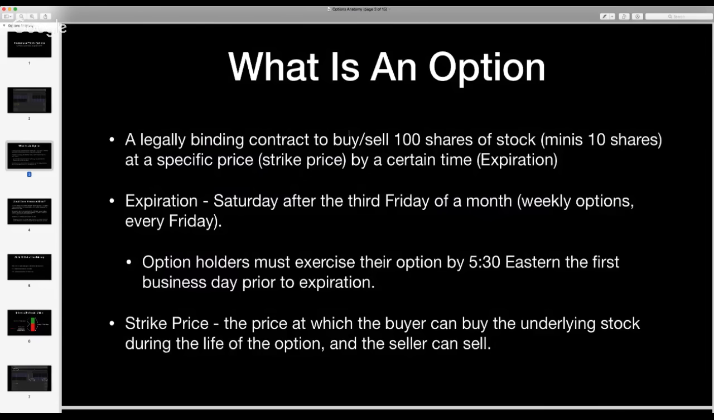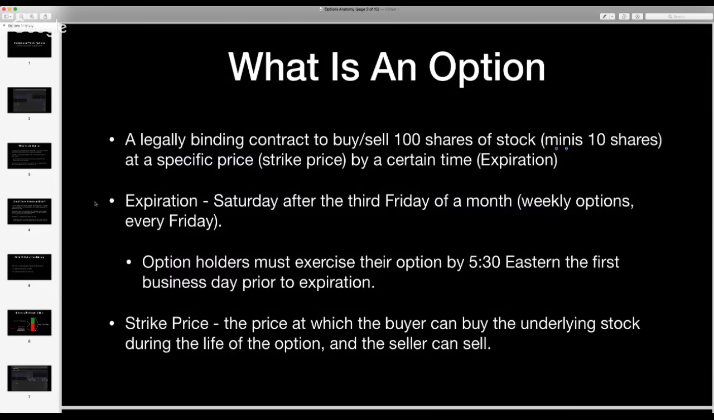It's a legally binding contract to buy or sell 100 shares of stock. There are things called mini options, and instead of 100 shares, there are 10 shares. There's only a few stocks that have that capability. Apple is one of them. To buy or sell 100 shares of stock at a specific price, also known as the strike price, by a certain time, also known as the expiration date.